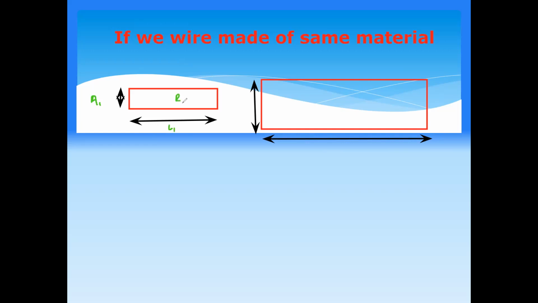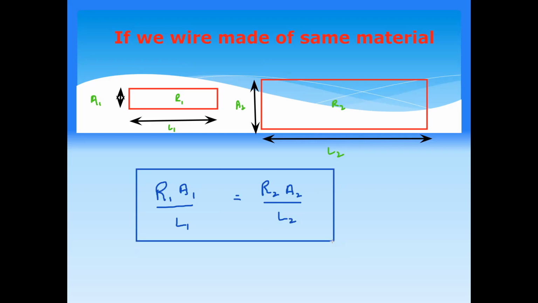So length is L1 and resistance is R1. For this one, area is A2, length is L2 and resistance is R2. So the formula which relates resistance, area and length for two wires made up of the same material is R1 A1 divided by L1 equals R2 A2 divided by L2. We will use this formula to work out the resistance, because if both area and length change, we can use this formula to work out the resistance of a sample.